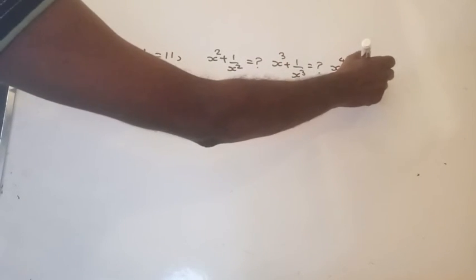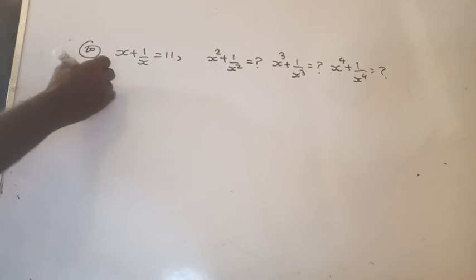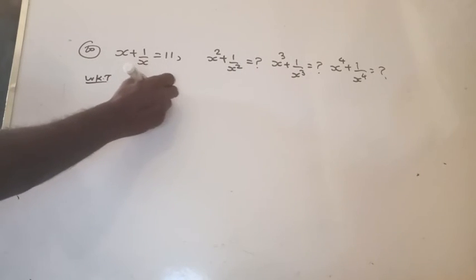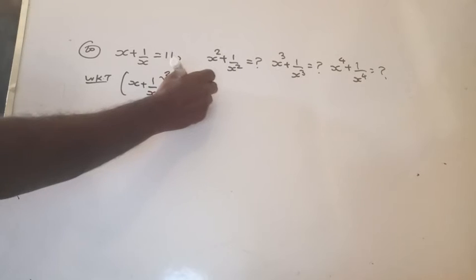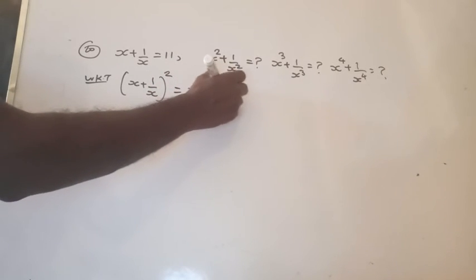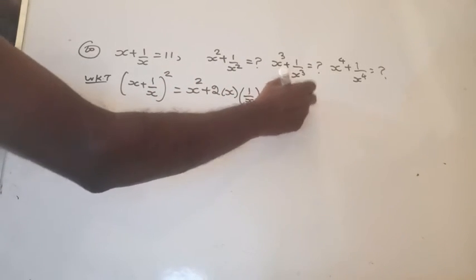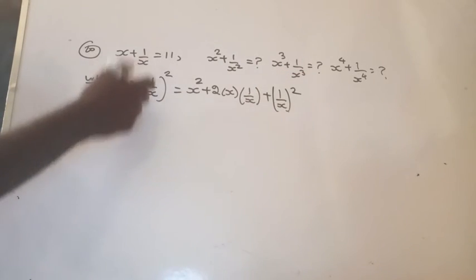3 parts you have to find, right? Okay, fine. Now we know that x plus 1 by x the whole square is equal to (a plus b) the whole square, that is a square plus 2ab plus b square.